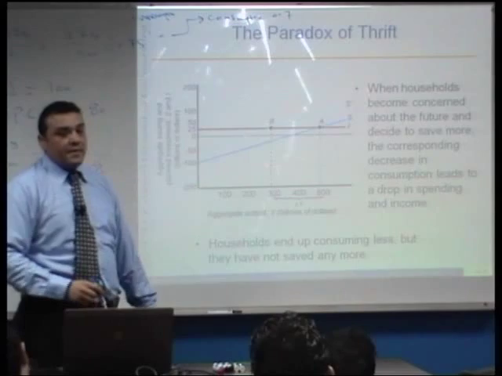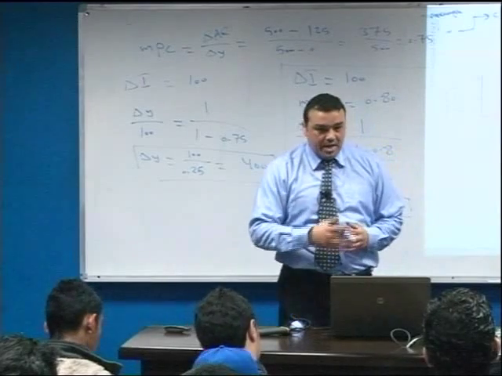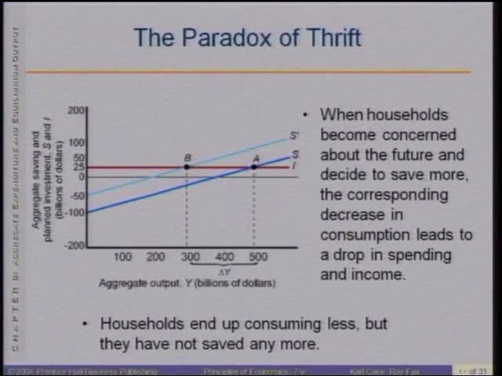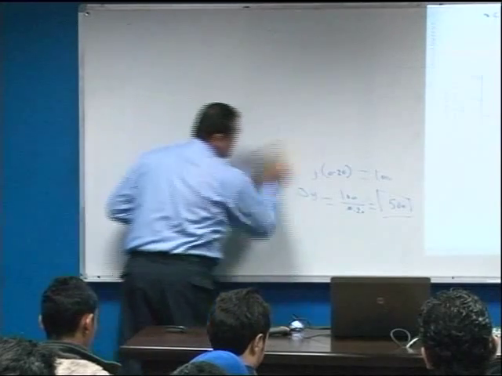Let's go to the relationship between saving, or aggregate saving, and aggregate output. The relationship between aggregate saving and aggregate output. Is it positive or negative?